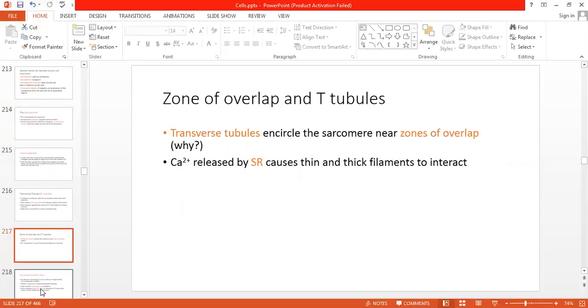Zone of overlap in the T tubule. The transverse tubule encircles the sarcomere near the zone of overlap. Calcium released into the sarcoplasm causes thin and thick filaments to interact.